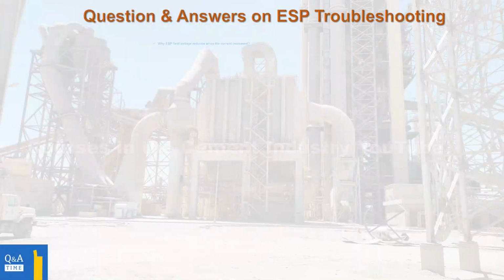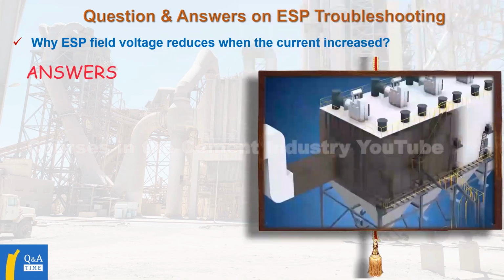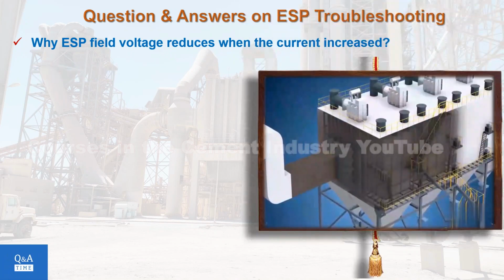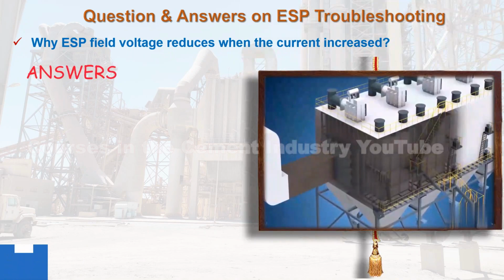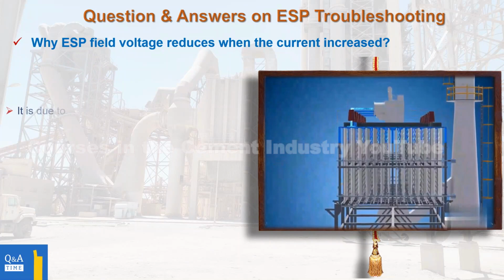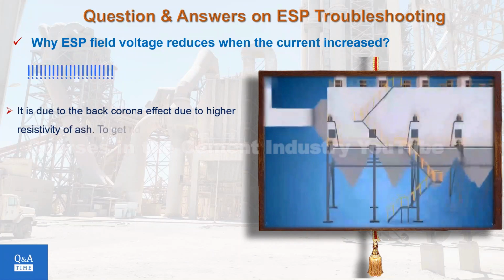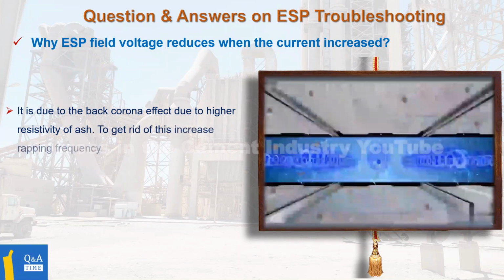Question 10. Why electrostatic precipitator field voltage reduces when the current is increased? Answer. It is due to the back corona effect, due to higher resistivity of ash. To get rid of this, increase wrapping frequency.